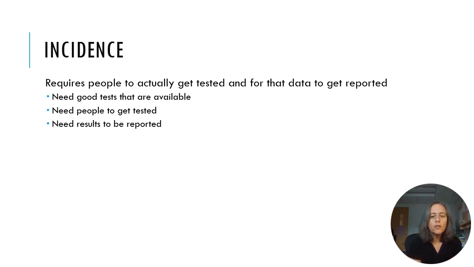So in order for you to show up as a case in Dunn County of chlamydia or COVID, right, you need to actually get tested, and then for that test result to be reported to somebody. In this case, usually it's the public health department in the county. So you need to have good tests that are available. And I will tell you, in the very early days of COVID, we didn't have tests, right? So that was one of the first things we had to do, was develop tests. Then you also need people to actually get tested, and then those test results need to be reported and somehow collected so that we can actually have data on that. So incidence numbers are really, really awesome to have, but they have some limitations.